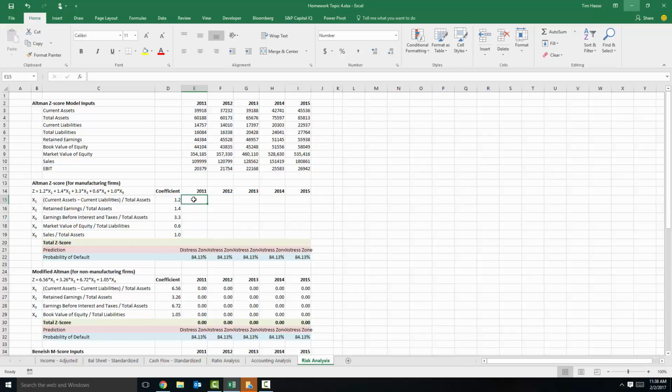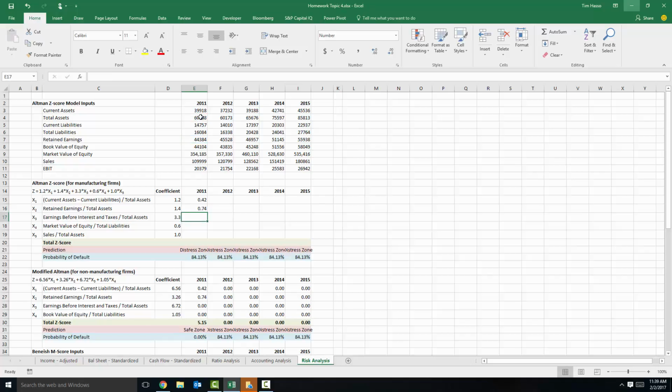Again, we can start quite easily by using our normal formulas. We use equal to, open the bracket, and it's current assets minus current liabilities, which is your working capital, divided by your total assets. So current assets minus current liabilities, close the bracket, divided by total assets. Enter. The second one is retained earnings over total assets. So again, retained earnings divided by total assets.